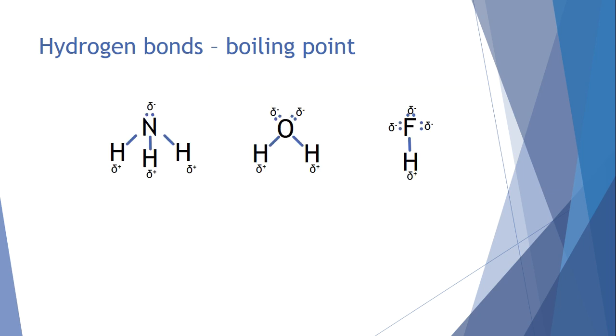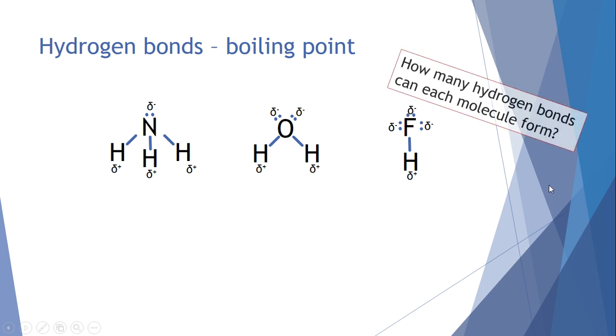So let's think about this a little bit. We have partial charges here, and we're going to have 3 positive partial charges on these hydrogens in ammonia, and 1 negative side where we have the free electron pair as well. If we compare with water, we're going to have 2 positive partial charges and 2 negative partial charges. And if we look at hydrogen fluoride, we're going to have 1 positive partial charge and 3 negative partial charges. Okay. So I want you to think about how many hydrogen bonds each molecule can form.